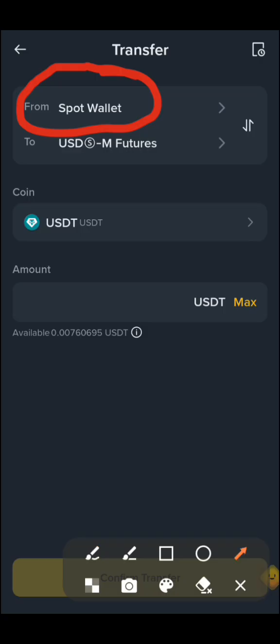If you don't know how to add crypto or buy USDT on Binance, you can go ahead and go in the description. I have a step-by-step guide how to deposit USDT or buy USDT using Binance P2P. The link to the video is in the description. So always go ahead and enter the amount of USDT you want to transfer from your spot wallet to the futures wallet, and go ahead with confirm transfer right there.